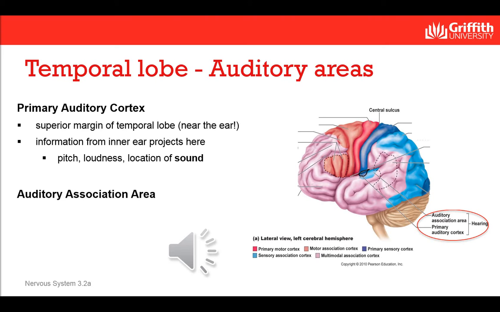The auditory association area is located slightly inferior and more posterior to the primary auditory cortex. This association area is involved in the perception of the sound stimulus. That is, meaning is added to the type of sound heard, such as whether the sound is a scream, music, or thunder, for example.